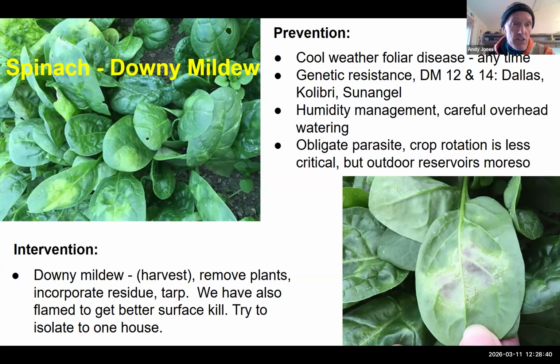If we do have an infection show up, if it's early and we can catch it and the spinach is big enough, we'll cut it, pull out a bunch of the plants, incorporate the residue, and then tarp it to try to isolate it if it's just a bed. And we've also flamed that sometimes to try to kill those plants a little more. But we also really try to isolate it and make sure that we don't move it to another house.